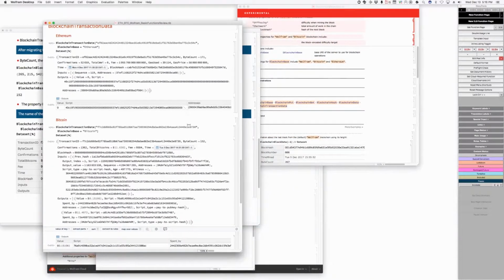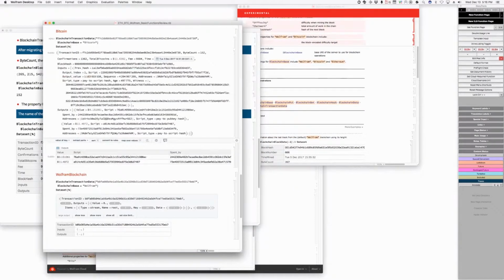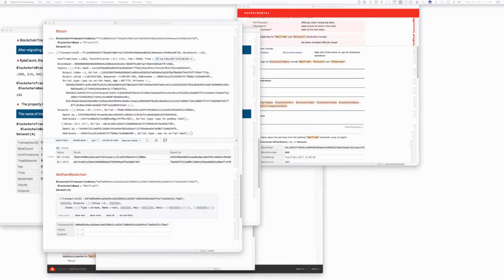Okay, what else should we make sure to look at? Because I'm going to have to go fairly soon here. The guide page. Okay.